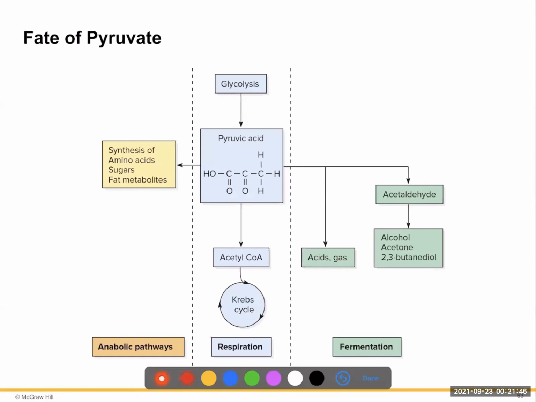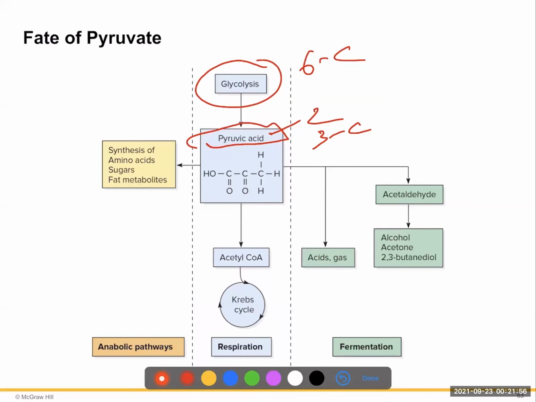Okay. So here's glycolysis, and we're producing 2 pyruvic acids. Each of those is 3 carbons. Glycolysis has glucose as 6 carbons. It goes down through acetyl coenzyme A, runs through the Krebs cycle, and the respiration pathway or the electron transport chain. So that is what pyruvate does.